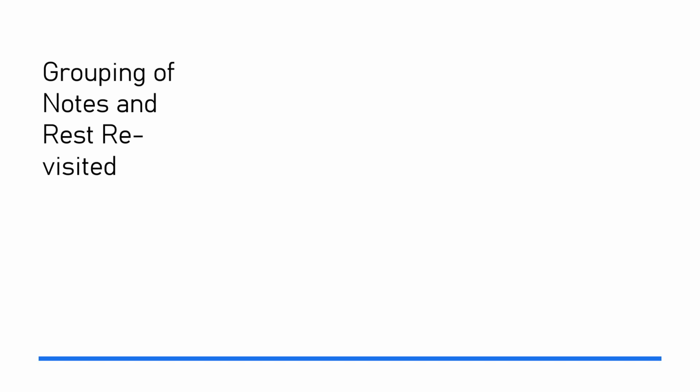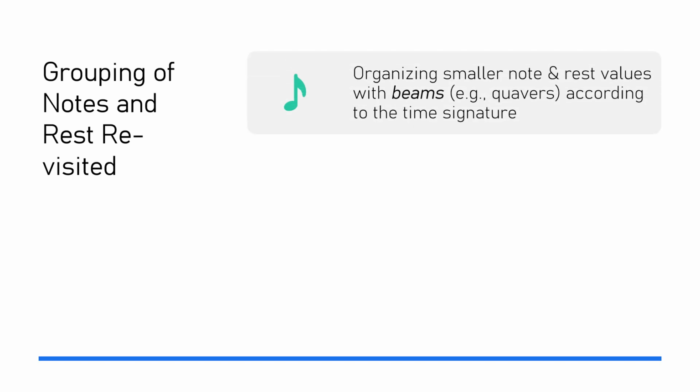So let's begin. Grouping of notes and rests generally, like we've learned from grade 1, deals with organizing smaller notes and rest values. That's notes and rest values that have beams. Talking about notes like quavers, semiquavers, and demi-semiquavers. And we organize or group those beams according to the time signature. So we don't just group and join those beams erratically.